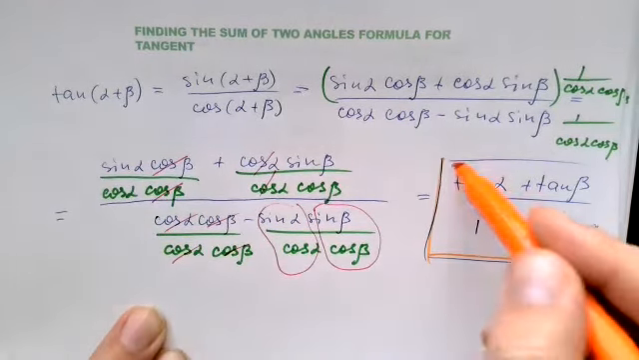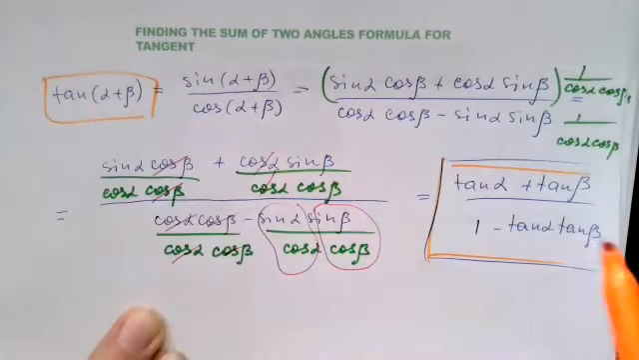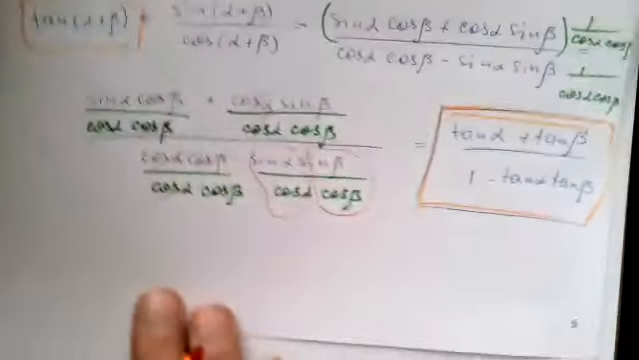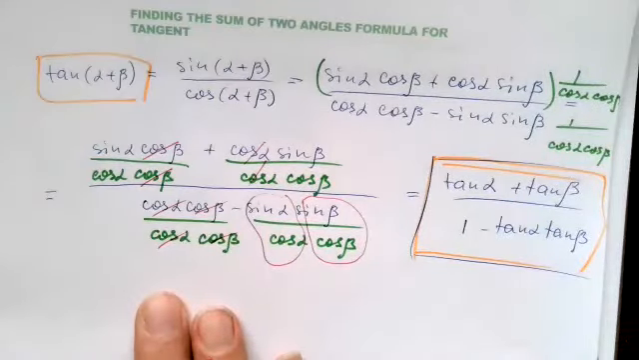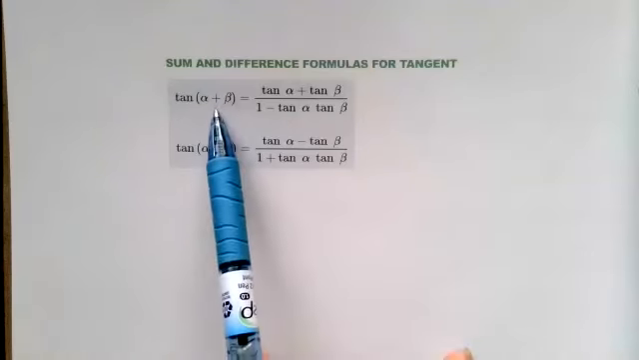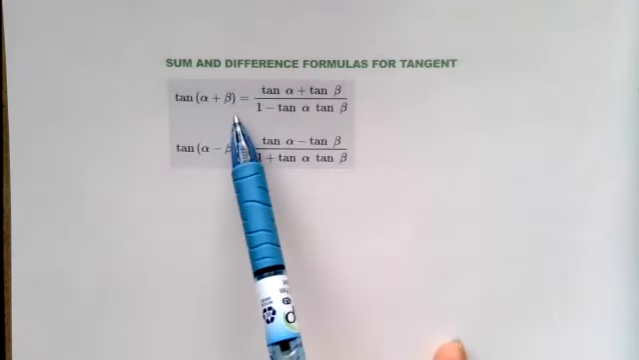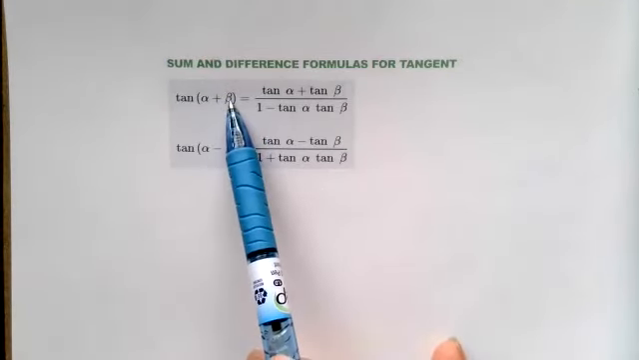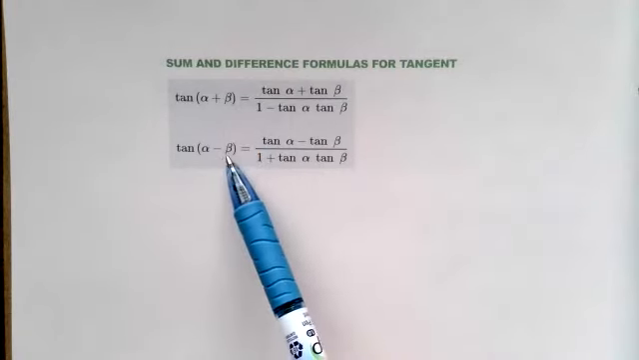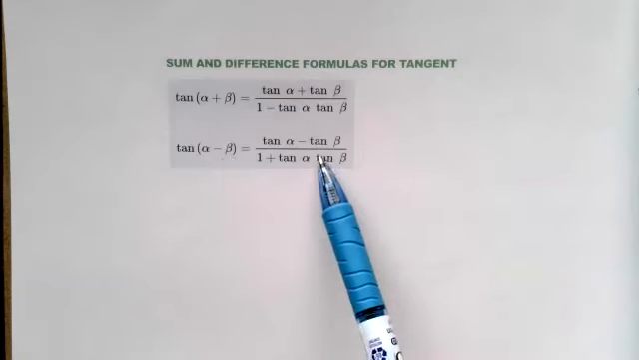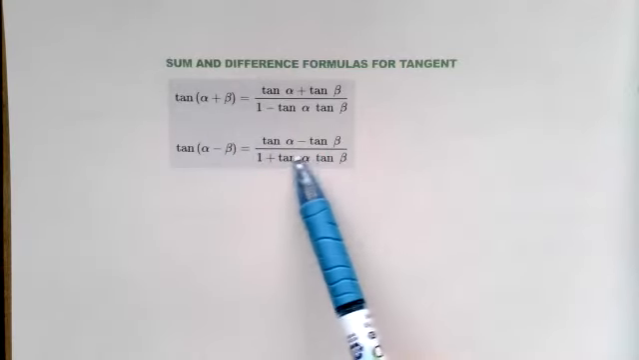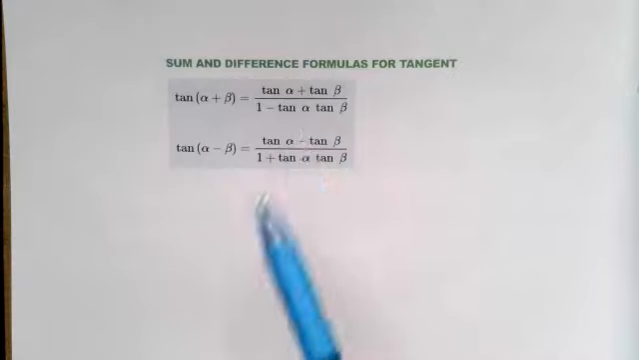So this is our formula. This is what we started with. This is what we ended up with. And that's the formula that we're going to be using. So using the same logic, or substituting beta with negative beta, we will come up with the formula for the tangent of the difference of the angles, which is symmetric: wherever we had plus, we have minus now, and vice versa.